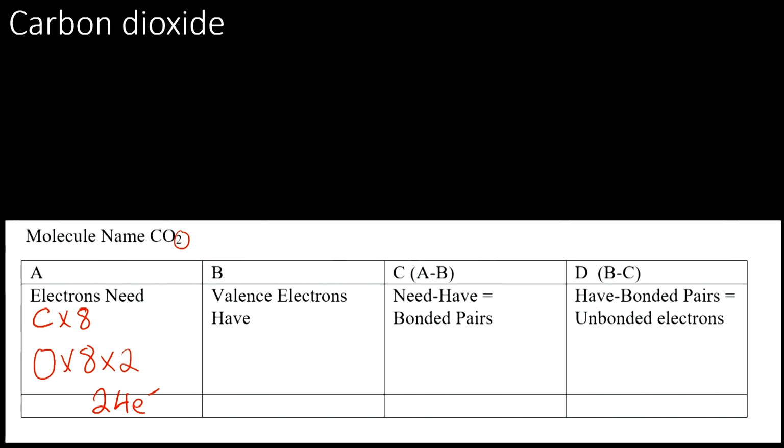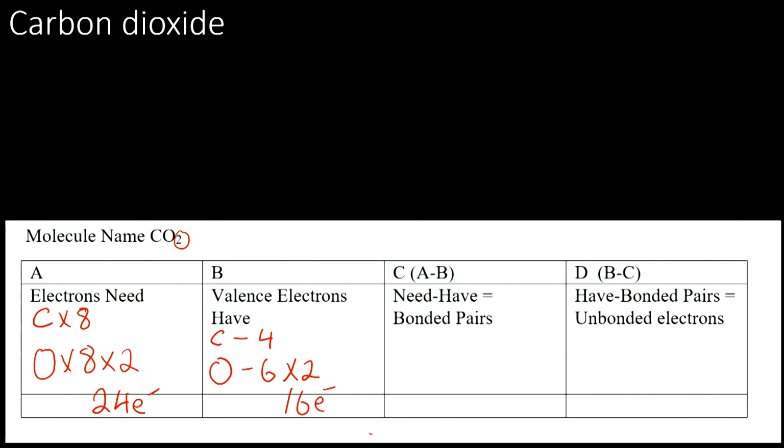Column B is dealing with our valence electrons. So we list our elements, carbon and oxygen. Carbon has 4 valence electrons, oxygen has 6, and again we will times it by 2. So when we add all of that up, we will get 16 electrons.